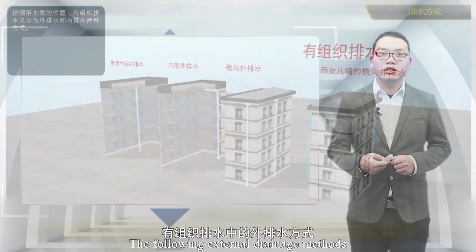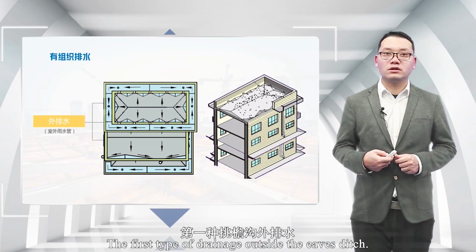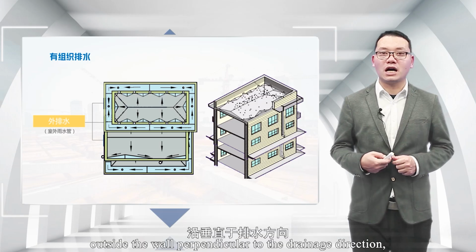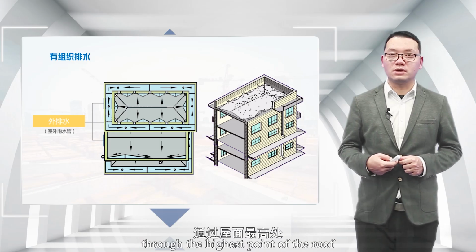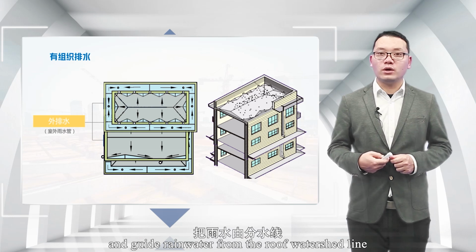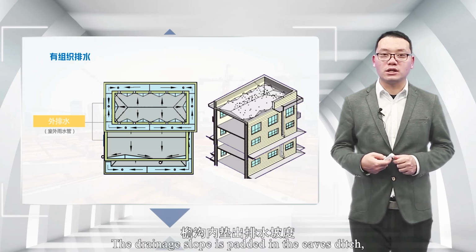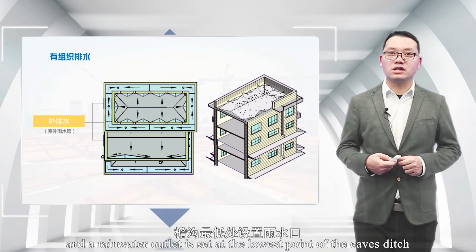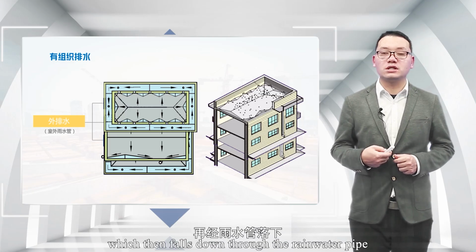The following external drainage methods can be used in organized drainage. The first type is drainage through an eaves ditch outside the wall, perpendicular to the drainage direction. Set up a drainage eaves ditch suspended through the highest point of the roof, the position of the roof watershed line, and guide rainwater from the roof watershed line to the eaves ditch. The drainage slope is made in the eaves ditch, and the rainwater outlet is set at the lowest point of the eaves ditch to guide rainwater into the rainwater outlet, which then falls down through the rainwater pipe.